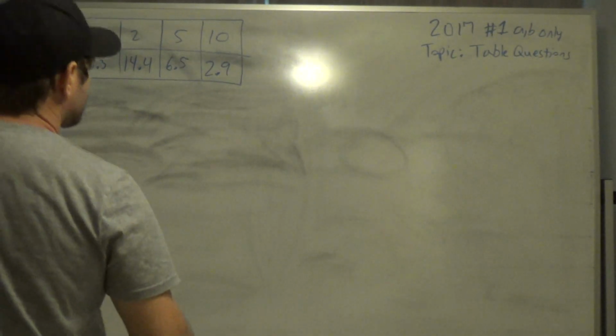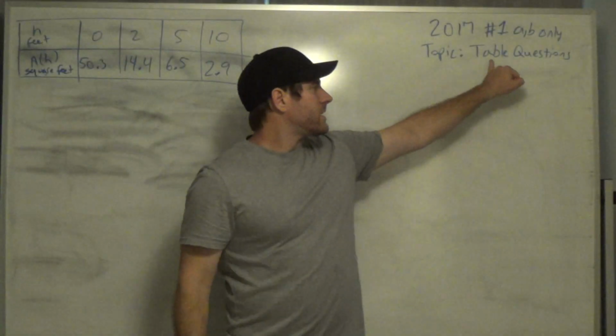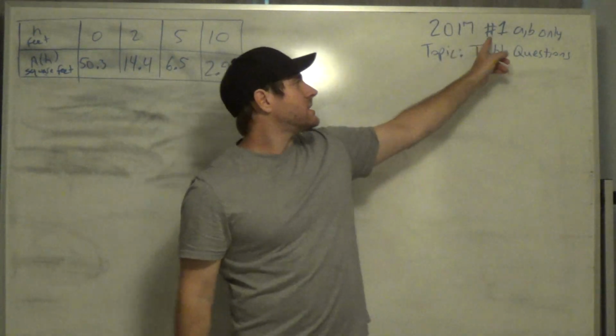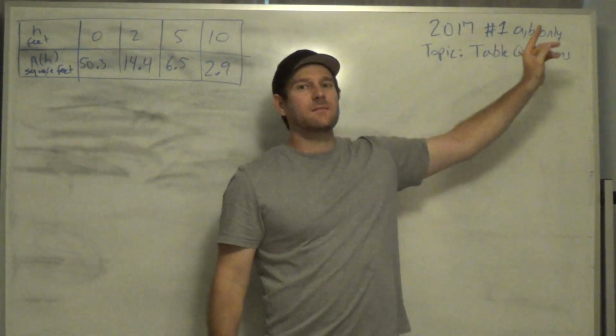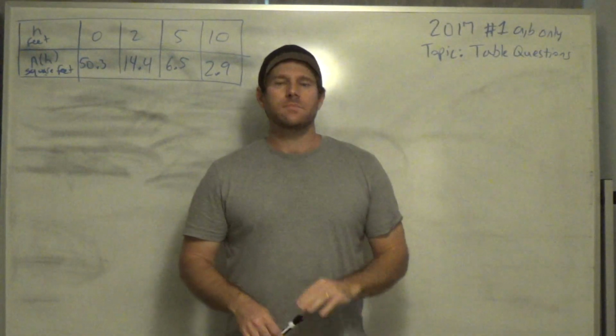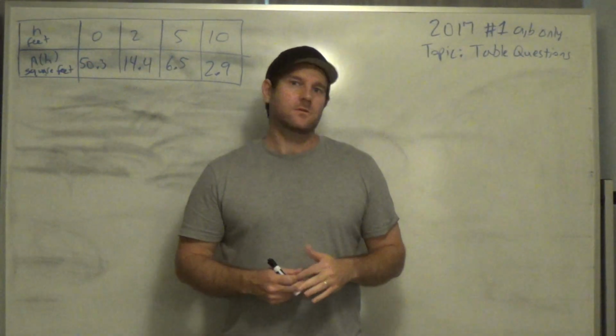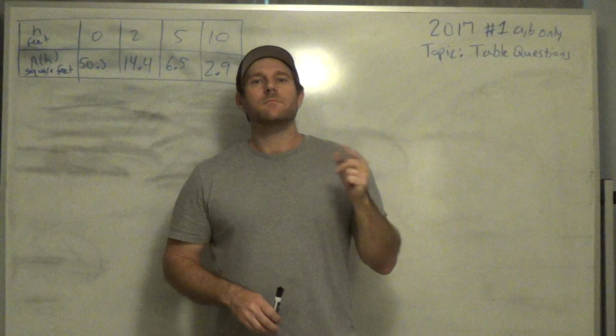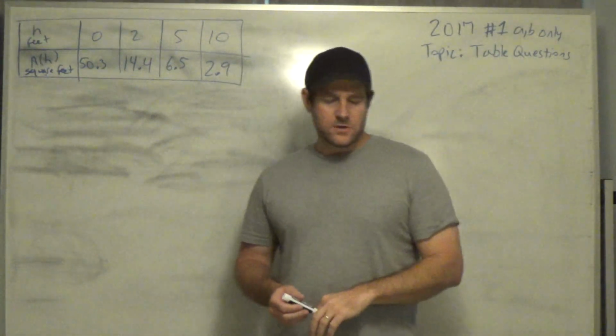Hi, AB Calculus class. Here we're working on a table question. It's 2017, Question number 1, A and B only. C and D are not on your exam, and they're not on your quiz. But A and B are on your quiz, and they're probably going to be on your exam.